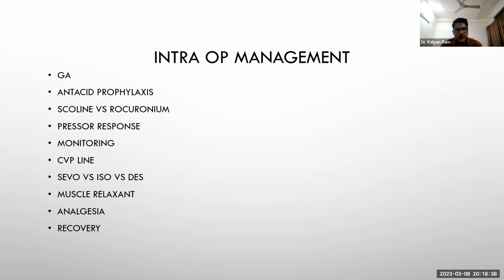Pressor response should be attenuated in all patients, especially chronic hypertension patients. Maybe more pressor response may be present, and mild doses of opioids or lignocaine can be given for the pressor response. Monitoring: all basic monitoring should be done.